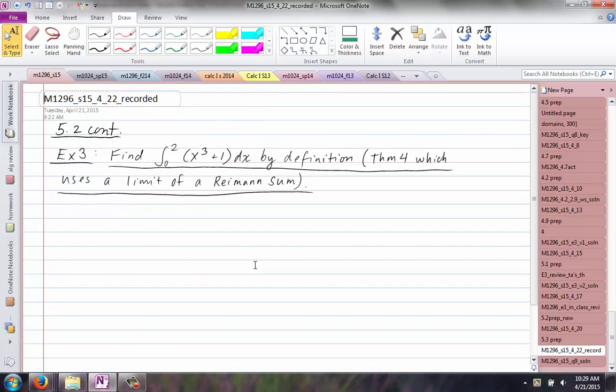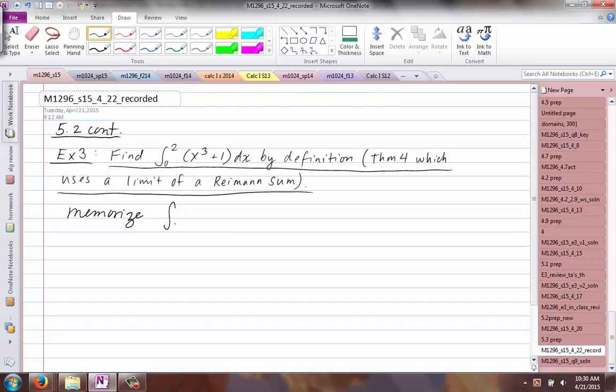In section 5.2, we're finding definite integrals by the limit definition, which is theorem 4. Example 3 says find the integral from 0 to 2 of x cubed plus 1 by definition, theorem 4, and this uses the limit of the Riemann sum. Okay, and so you need to memorize what is the nuts and bolts of theorem 4.